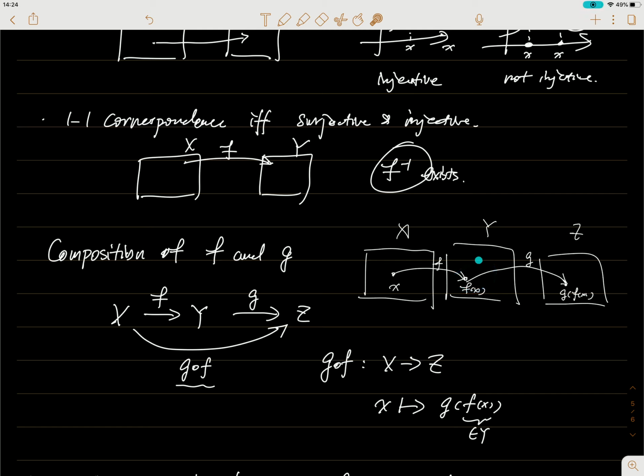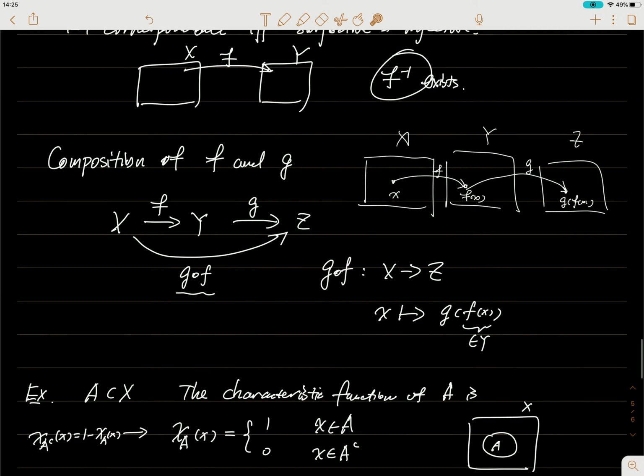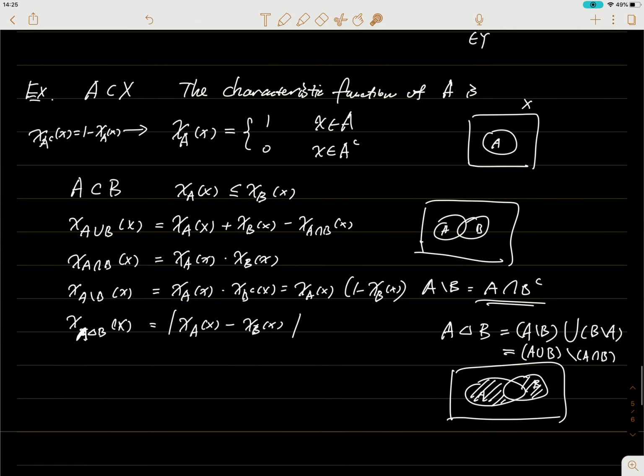But that doesn't matter, because we take g on f of x, and f of x has to be something that is mapped from x. So g will be just restricted to this part. When you take the composition, you will not insert any value outside of the circle, because f of x is in the image of x. Okay, so let's look at an example of that.